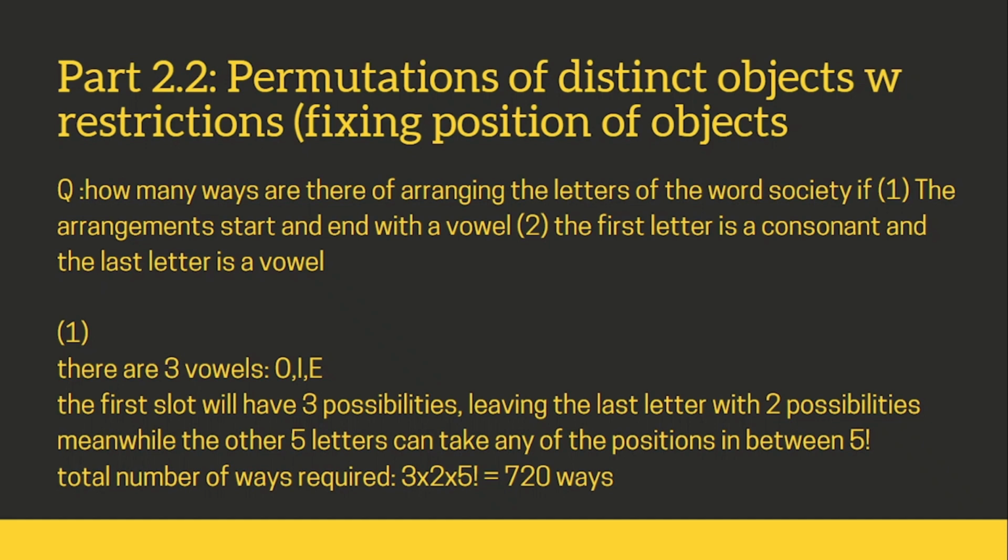So of course the vowels are all A, E, I, O, U. And so in this question, the word society has 3 vowels, O, I, E. So the first slot, or like the first letter that will be arranged, there will be 3 possibilities. Then your last letter will have 2 possibilities. Meanwhile, the 5 other letters in between can take any position between themselves. So let's say that first letter in the sandwich will have 5 choices. Next one, 4, next 3, next 2, next 1. So that's why there's 5 factorial possibilities in between the first and the last letter. So in this case, the total number of ways required will be just 3 times 2 times 5 factorial, which will be equal to 720 ways.